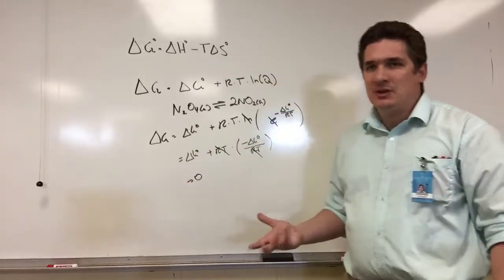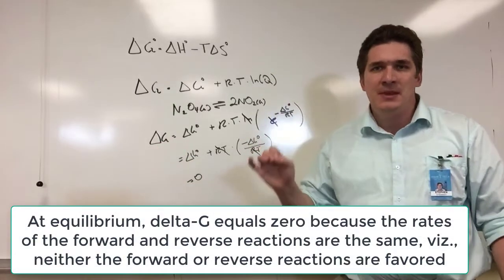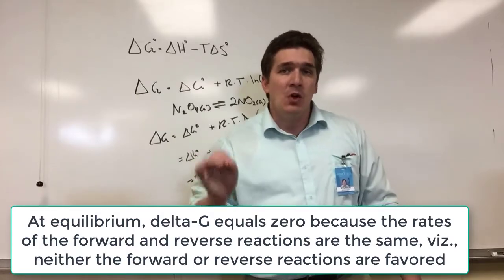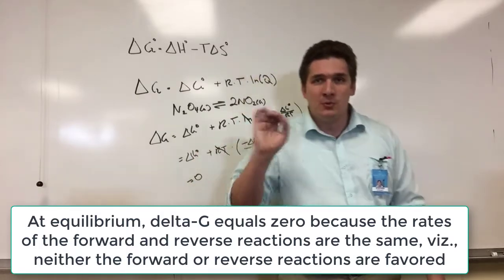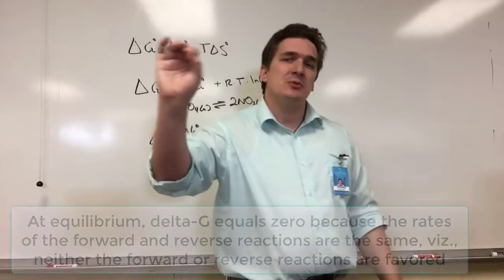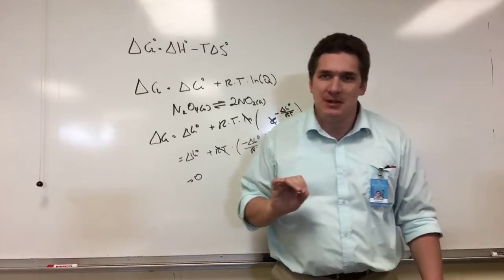So at equilibrium, the delta G, the actual free energy change of the reaction, is 0, meaning that neither the products or the reactants are favored. Now, why does that make sense? Well, if you're at equilibrium, the forward and reverse reactions are at the same rate. So it doesn't make sense to say that there's favoritism towards the products or towards the reactants, because at equilibrium, they're both going the same speed.